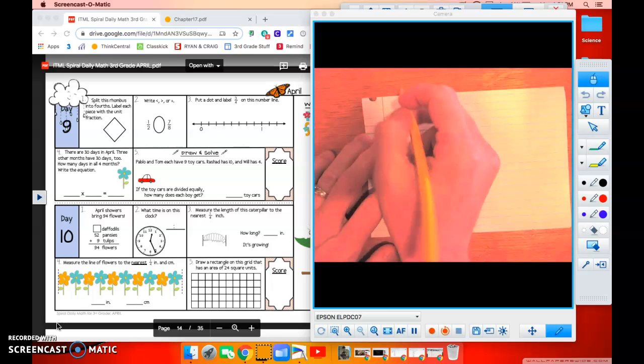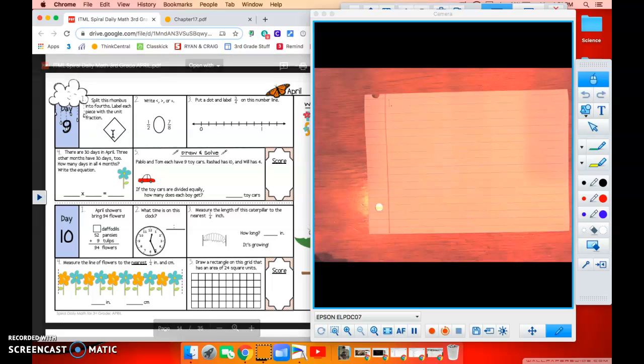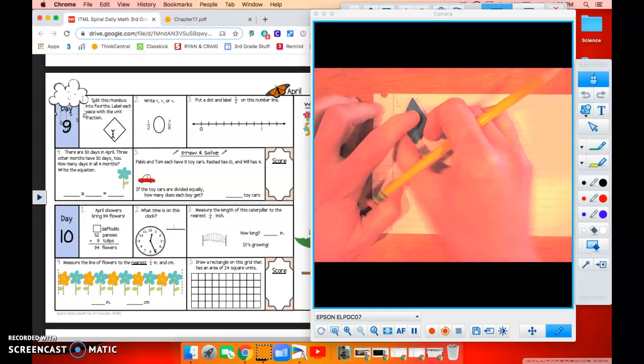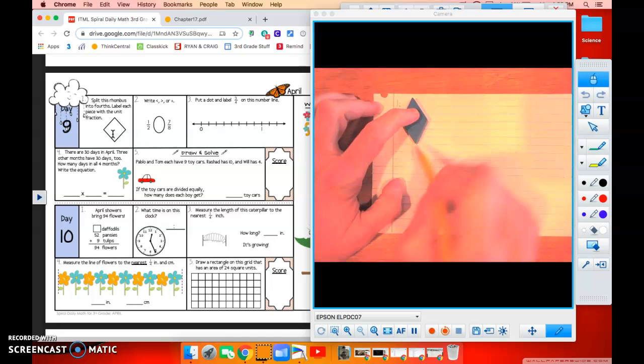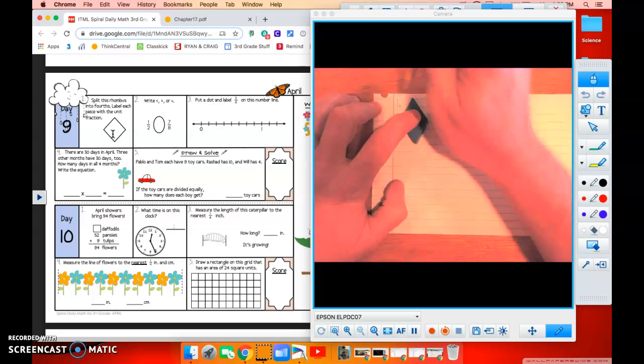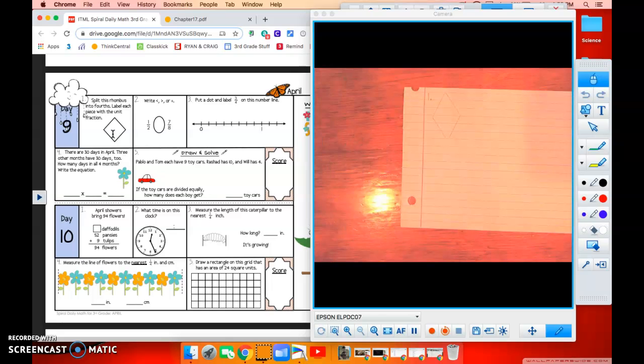Okay, let's get going. Number 1, split this rhombus into fourths. Label each piece with the unit fraction. So I am going to use my little tool here for my rhombus. We'll go like that. All right, here's my rhombus. So it's going to look about like that. Now it says to split it into fourths.